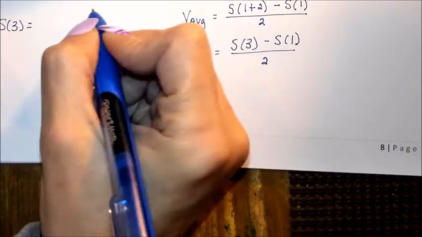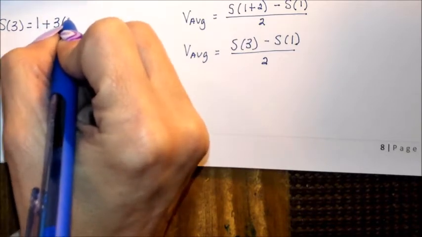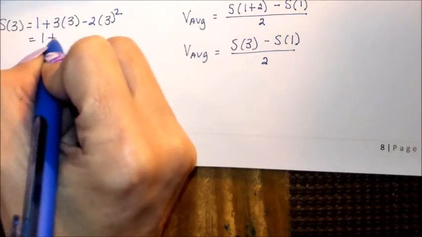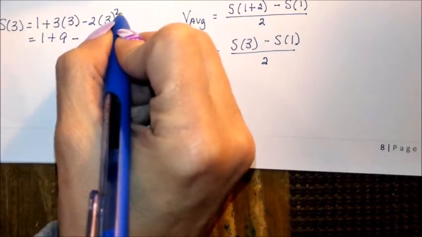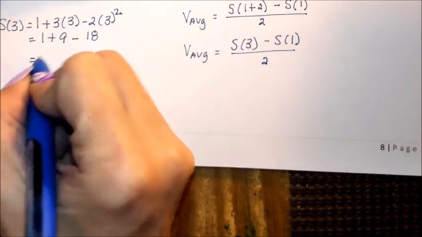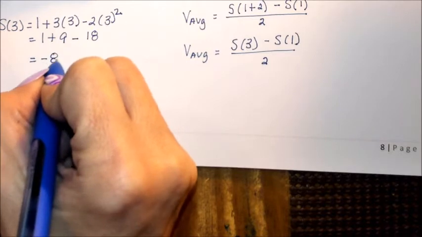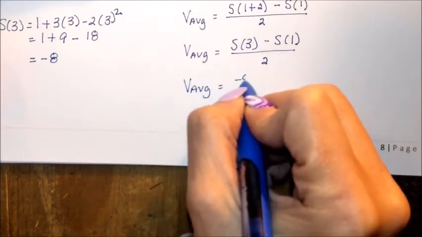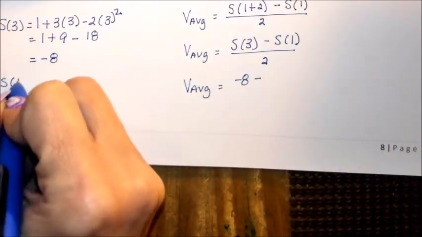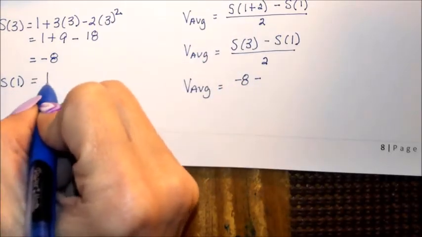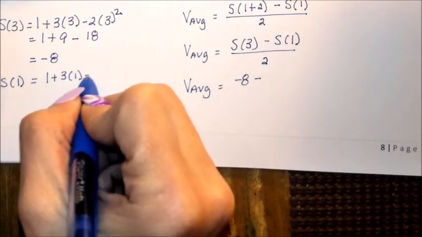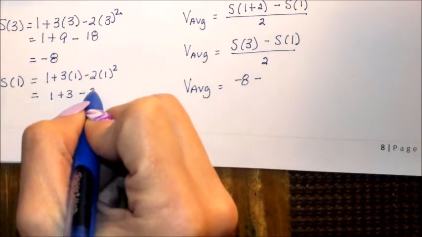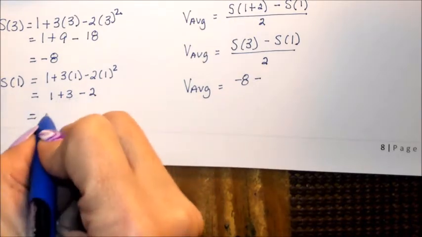s of 3 would be, plug 3 into this equation. 1 plus 3 times 3 minus 2 times 3 squared. 1 plus 9 minus, let's see, that's 9 times 2 is 18. 10 minus 18 would be negative 8. So velocity average would be negative 8 minus, and then let's do s of 1. So that would be 1 plus 3 times 1 minus 2 times 1 squared, which is 1 plus 3 minus 2, which is 4 minus 2, which is 2.